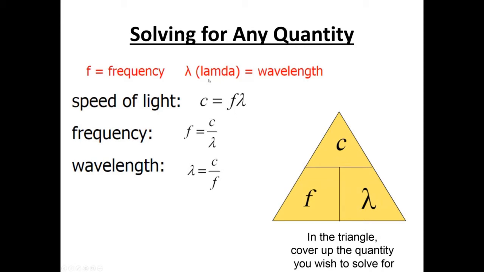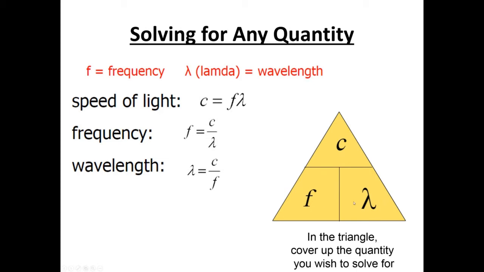Here's the normal equation, C equals F lambda. If you want to solve for F, divide both sides by lambda. It cancels out over here and brings it under the C effectively. If you want to solve for lambda, divide both sides by F. Lambda equals C divided by F. Do you remember doing this sort of algebra? Hopefully you do. If you don't, it might be worth a little review, because we will be using it.